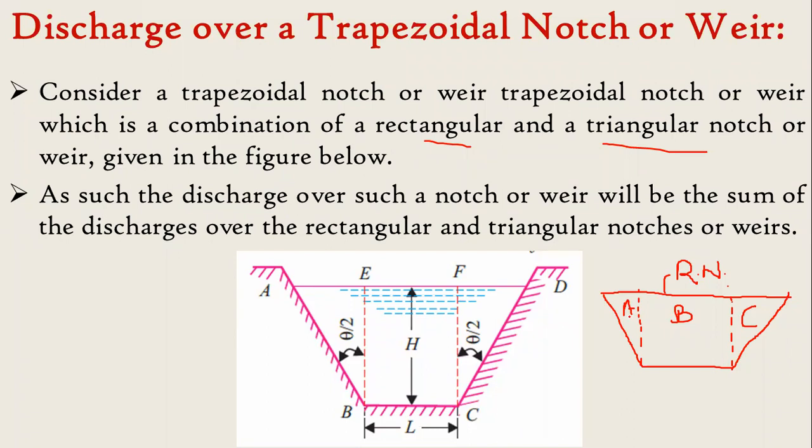Now, if I take A part and C part and combine both, I'll get a triangle. When I combine this A and C part, what I get is a triangle. For this part, I will use the formula for discharge over a triangular notch or weir. Then I will add the discharge over the rectangular notch plus the discharge over the triangular notch, and after I add both, I will get the formula for discharge over a trapezoidal notch or weir.